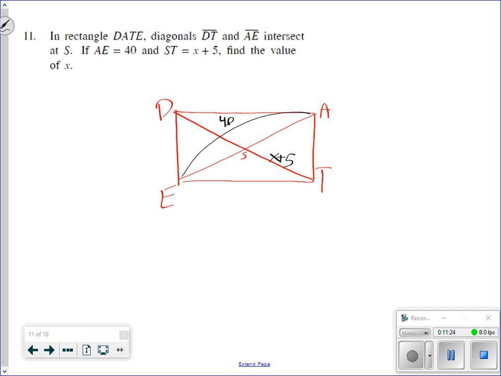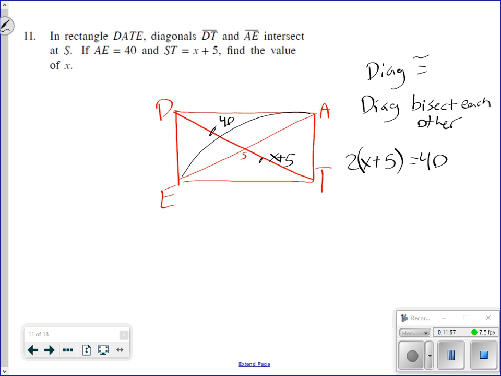So there are 2 properties that apply here. In a rectangle, the diagonals are congruent, so the entire length of AE is equal to the entire length of DT. And then, from a parallelogram carryover property, the diagonals bisect each other. Tells us that ST, which is x plus 5, is going to equal DS, which is blank for now. So, if we're going to solve this, we need 2 x plus 5s to equal the entire length AE, which is 40.